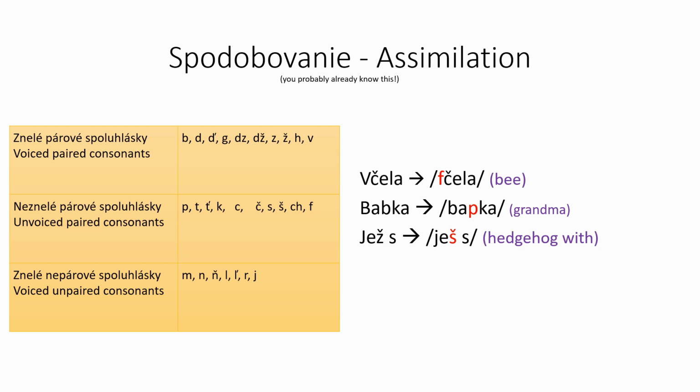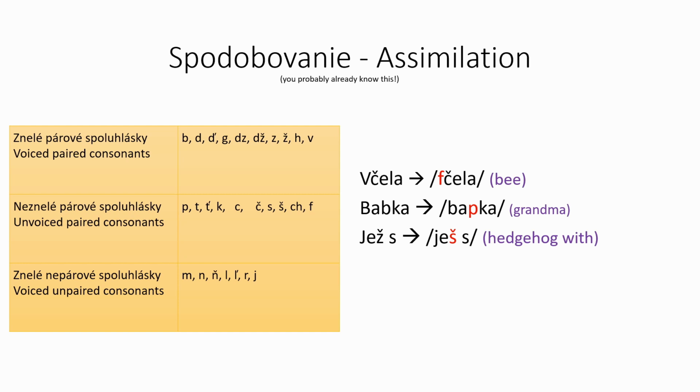We have the voiced paired consonants and the unvoiced paired consonants on the top, and on the bottom we have voiced unpaired consonants. The voiced unpaired consonants will never change the way they are pronounced. However, they will influence the pronunciation of other consonants. So how does assimilation work? We've worked our way through all the theory, now let's look at practical examples. Assimilation will always occur when there are two consonants next to each other. That is the first rule. Assimilation will only occur when there are two consonants right next to each other.